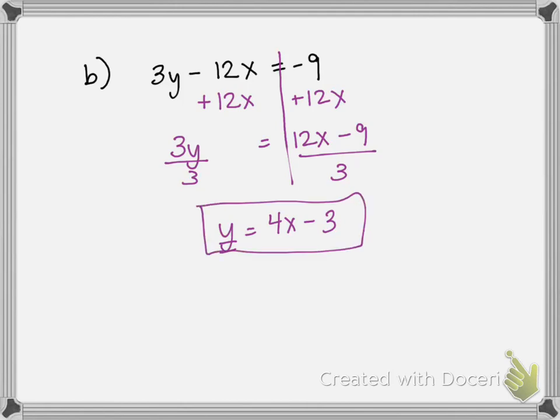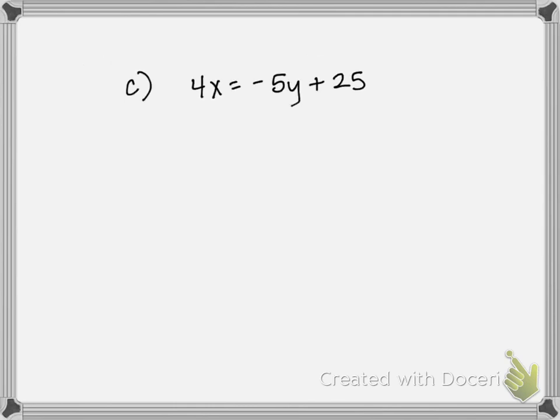I can tell that my slope is 4, and I can tell that my y-intercept is negative 3. Last one. This time y is on the right side. So I want to rewrite this equation so that y is the only thing left on the right side. So the first thing you're going to do is draw your equal sign. You're going to get rid of that 25 by subtracting on both sides of the equation.